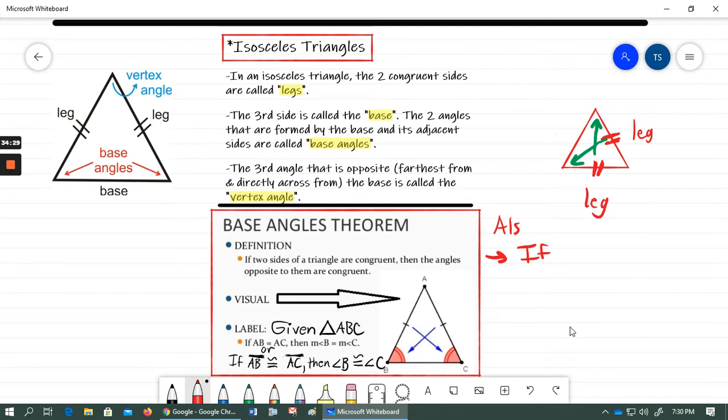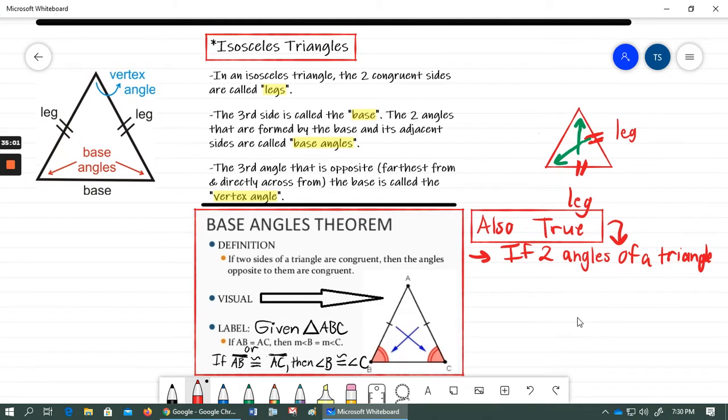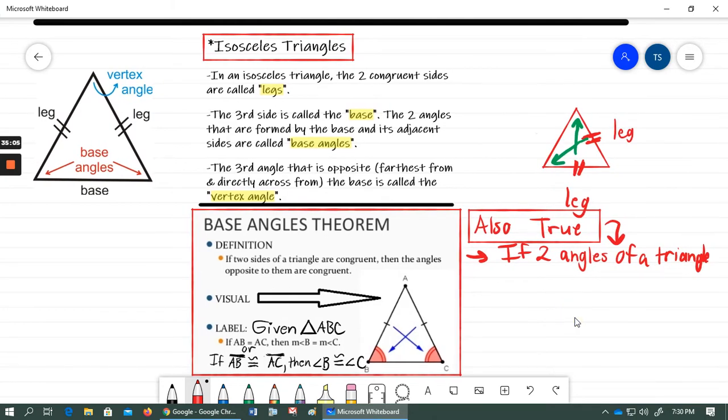Okay? Something that's also true, give me a sec, y'all, is that if two angles of a triangle are congruent, yeah, okay, I thought I was writing that. There we go. Okay, now I've got a little bit more space to actually finish what I'm writing there.